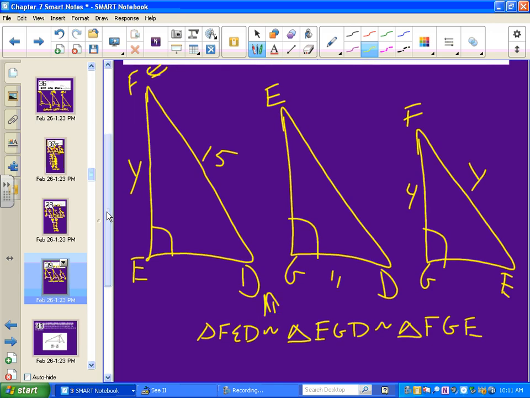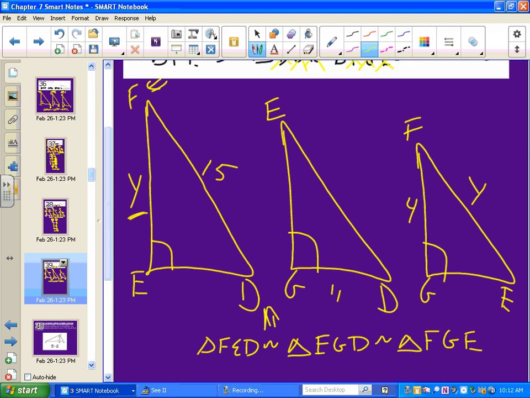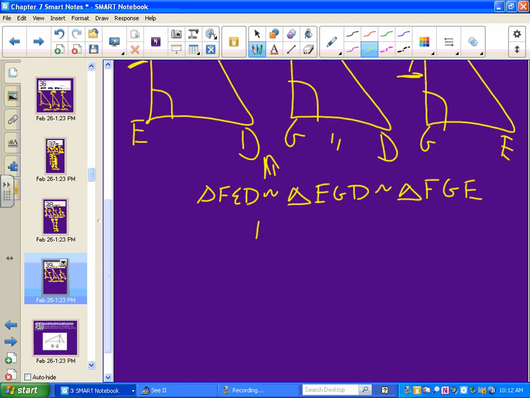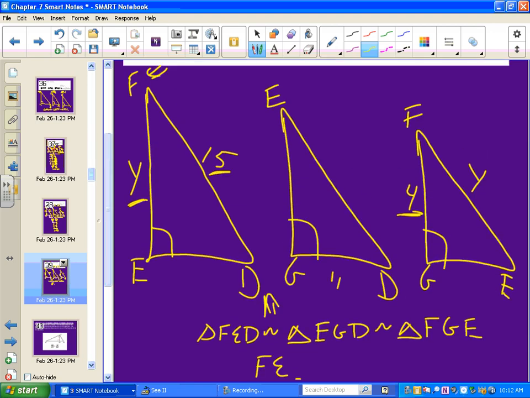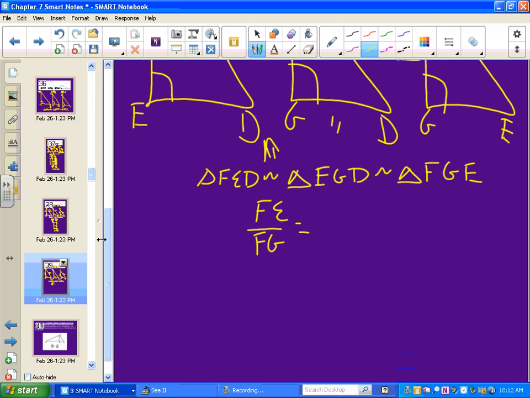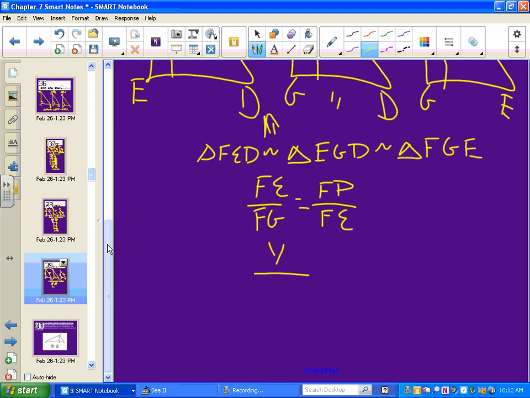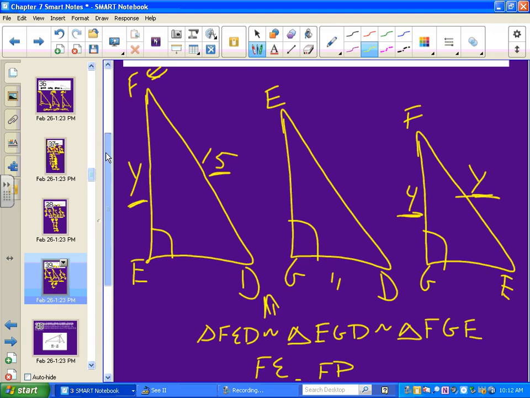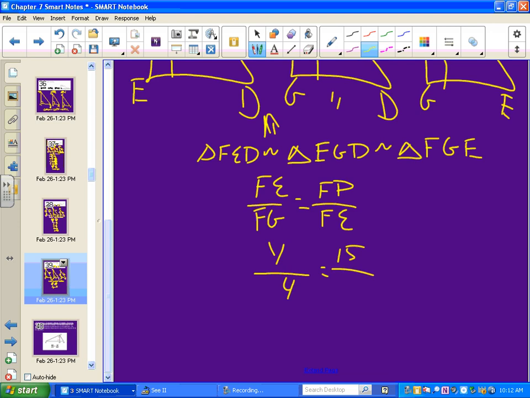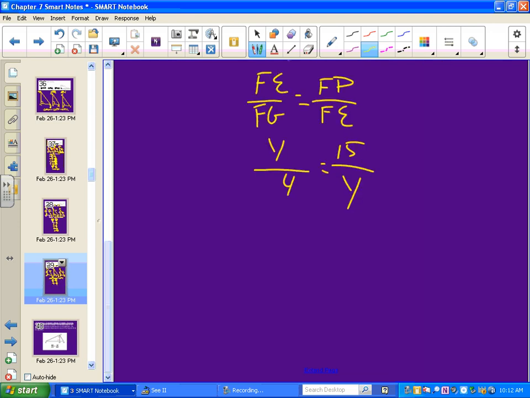So from here, now we set up a proportion to solve for y. So we need to use ratios that involve y. We know that FE is to FG as FD is to FE. From here, we fill in what we know. FE is y. FG is 4. FD is 15. And FE is y.